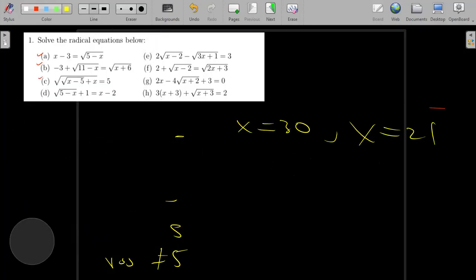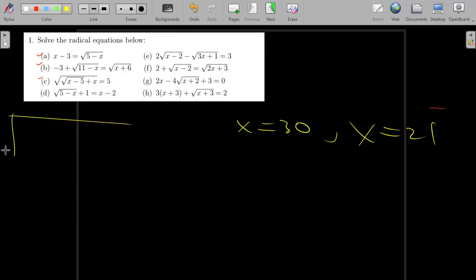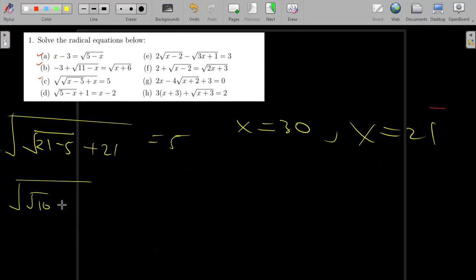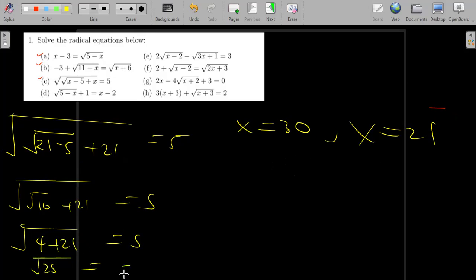So let me test 21 now. So 21. I see I have a root there, so that'll be 21 minus 5. So 21 minus 5 gives me 16. Then there, of course, I'm adding plus 21. This has to be equal to 5. So I get root of 16 plus 21 equal to 5. So that I'll have 4 plus 21 equal to what? 5. That gives me root of 25, which will be equal to what? 5, and that will be 5 equal to 5.